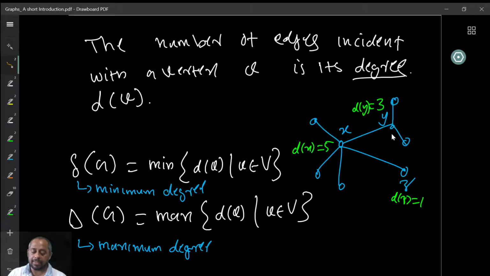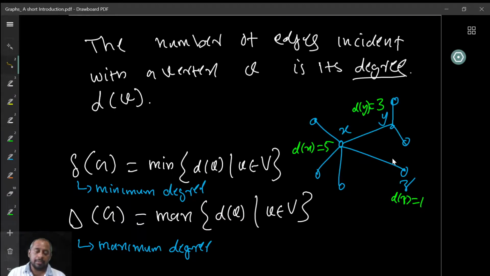Similarly, the vertex y has degree 3. It has 3 edges incident with it. And the vertex z has degree 1 because it has only one edge incident with it. You can see that the other vertices also have degree 1.